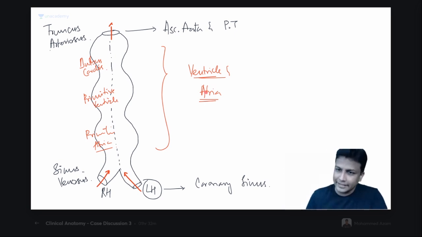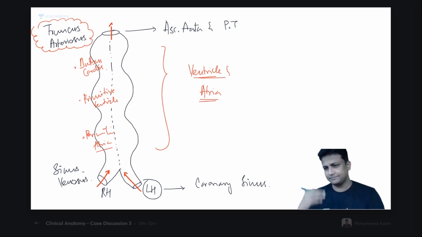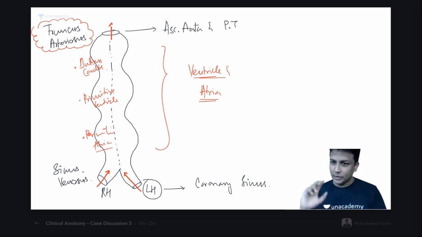Why? Because right now, I want to take your attention completely to this truncus arteriosus. In this bulbus cordis part, again, you'll have the conus part. There are so many things in that one. The middle part I'm not going to touch right now. Right now, we are first of all going to discuss each and everything regarding truncus arteriosus.